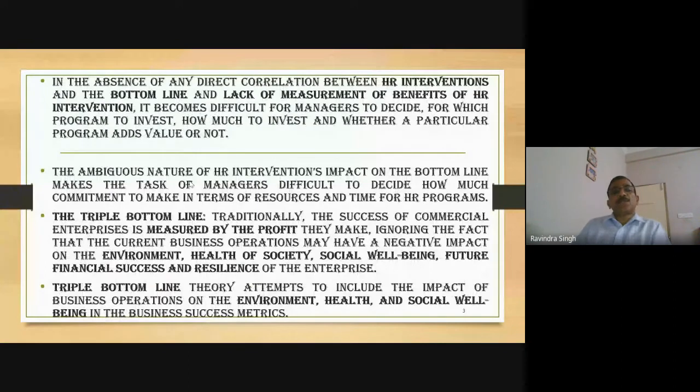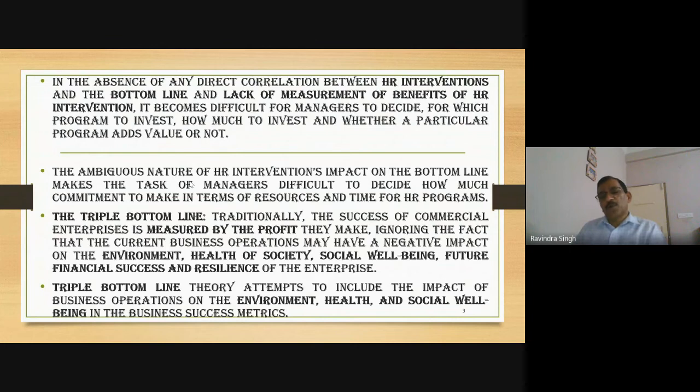In the absence of any direct correlation between HR interventions and the bottom line, and lack of measurement of benefits of HR intervention, it becomes difficult for the managers to decide for which program to invest, how much to invest, and whether a particular program adds value or not.